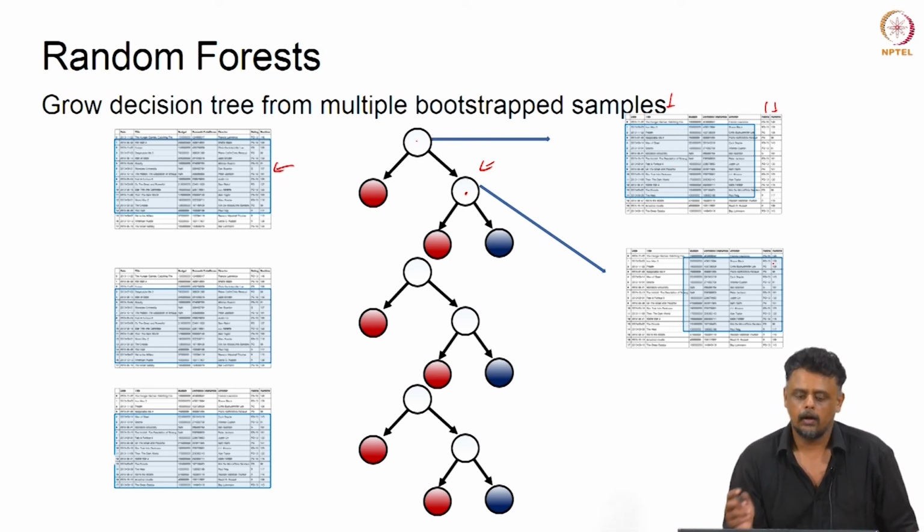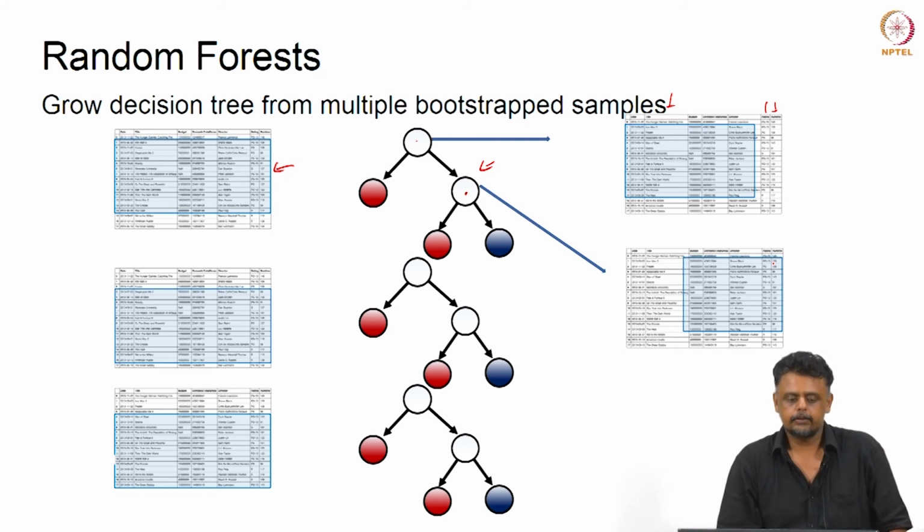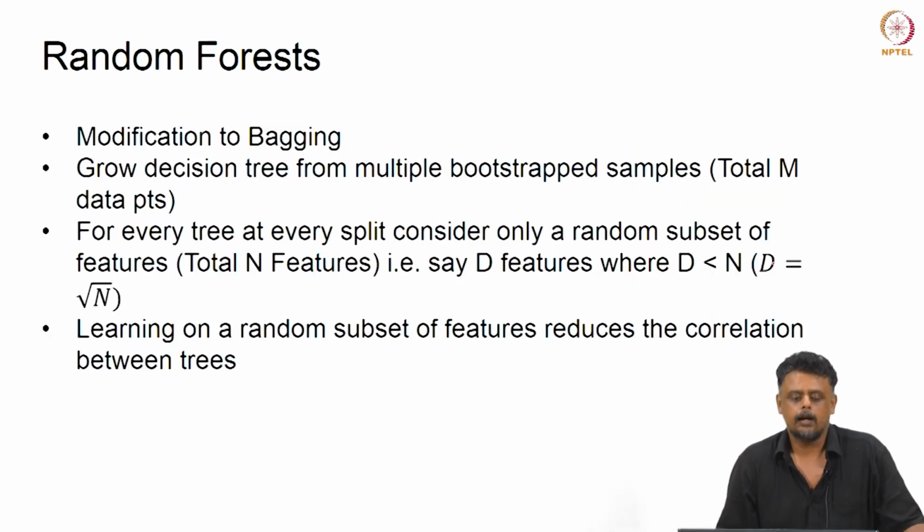So, the difference between bagging and random forest, from a very top level viewpoint, is that when we grow these multiple decision trees from bootstrap samples, not only do we bootstrap the training data set, but we also only choose a subset of the features available to us at every node in every tree. This reduces the correlation between the trees that we train. That is the principle behind random forests.